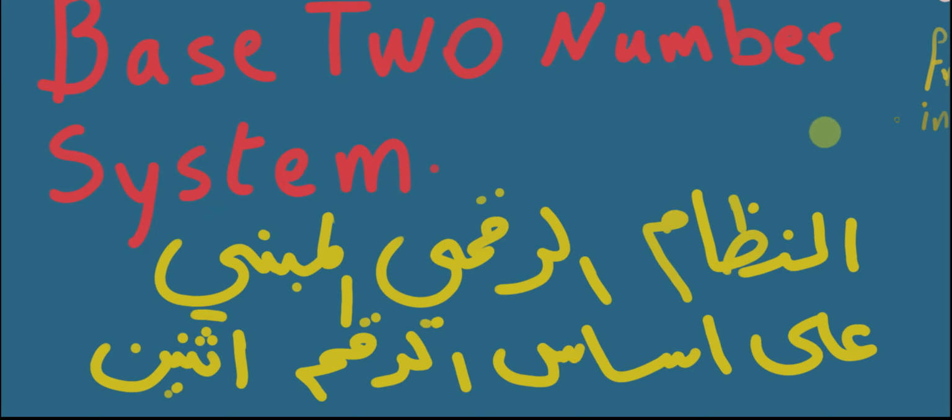Base 2 number system is the system used by the people that build computers. Computers are built on electricity, and the only way you can have the machine work is through switches.